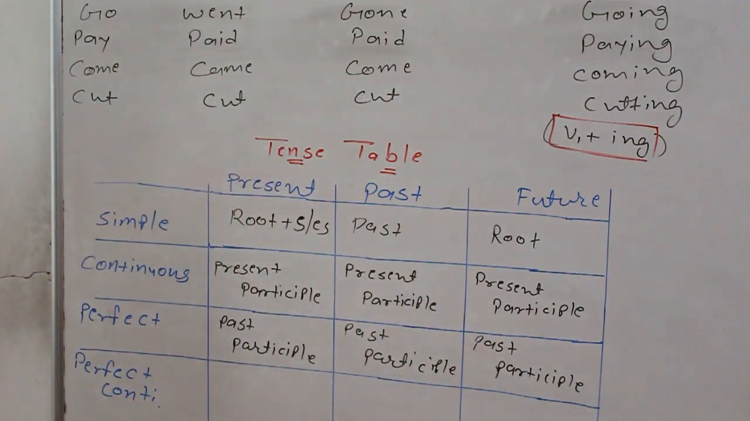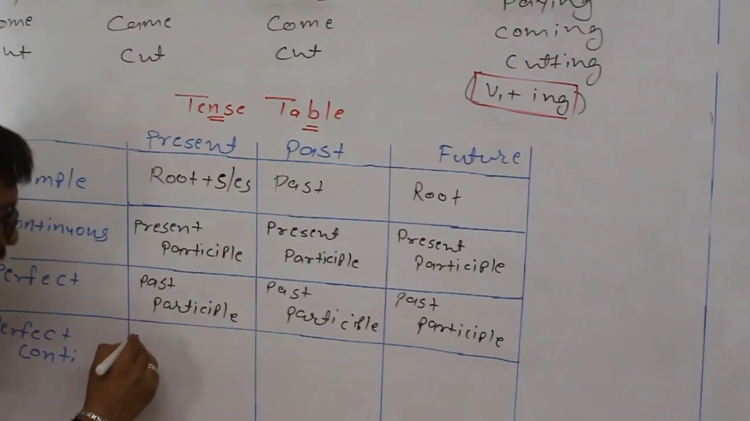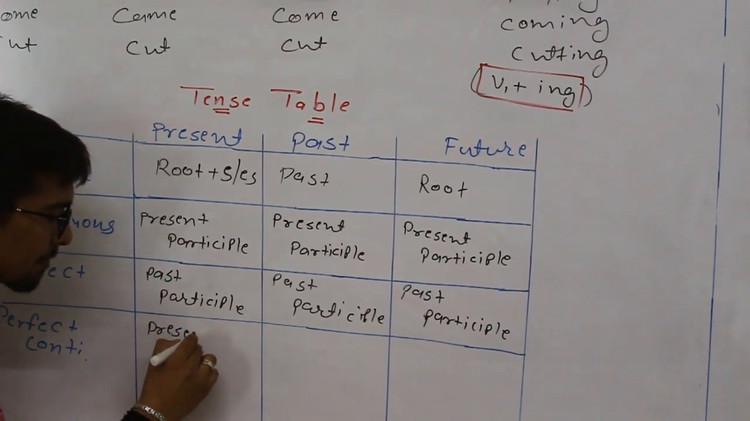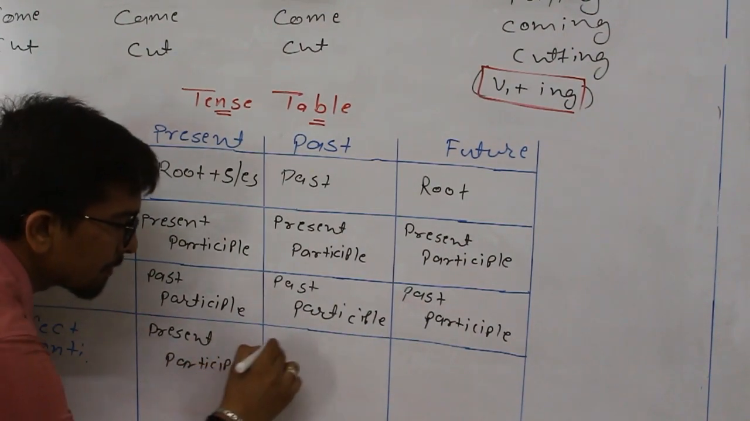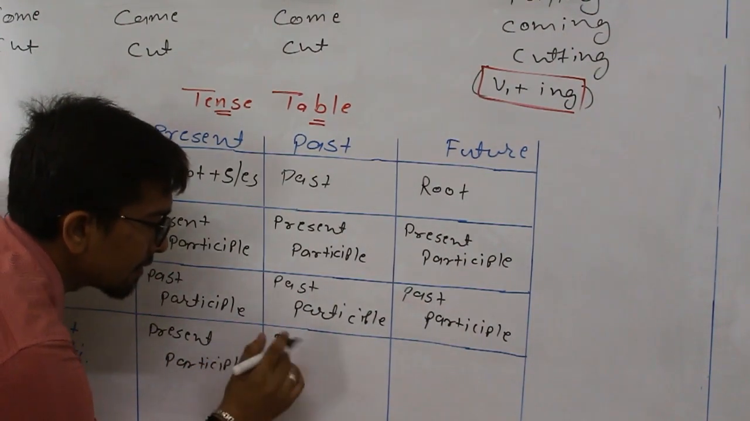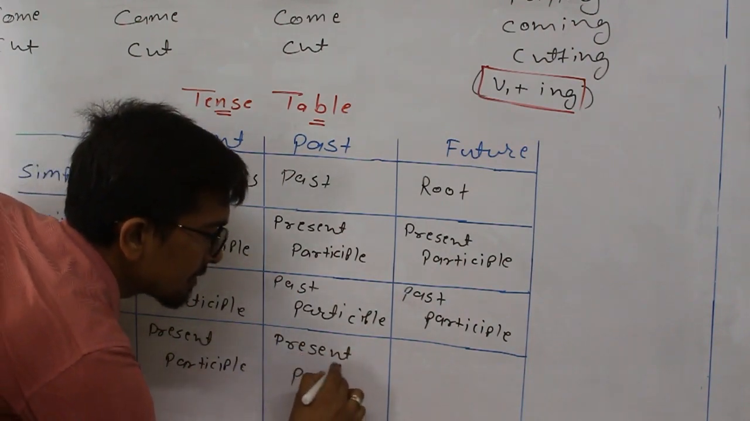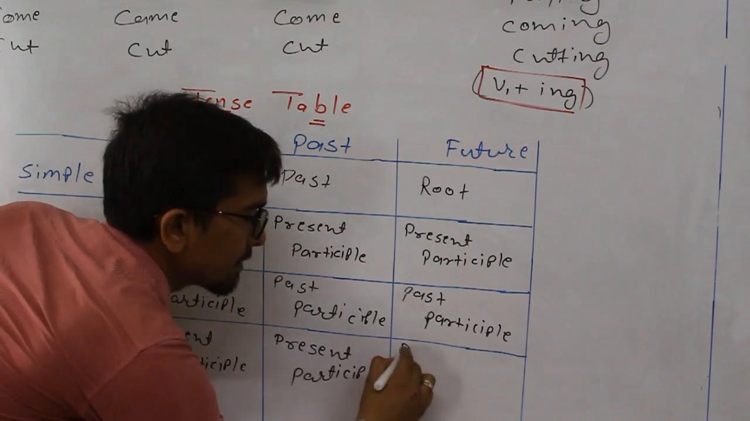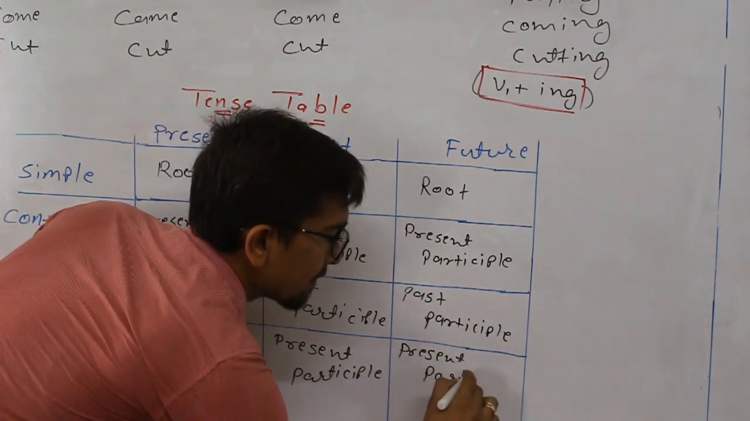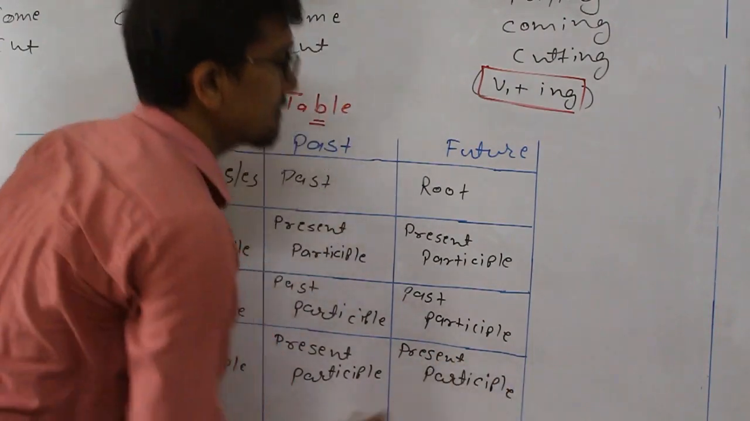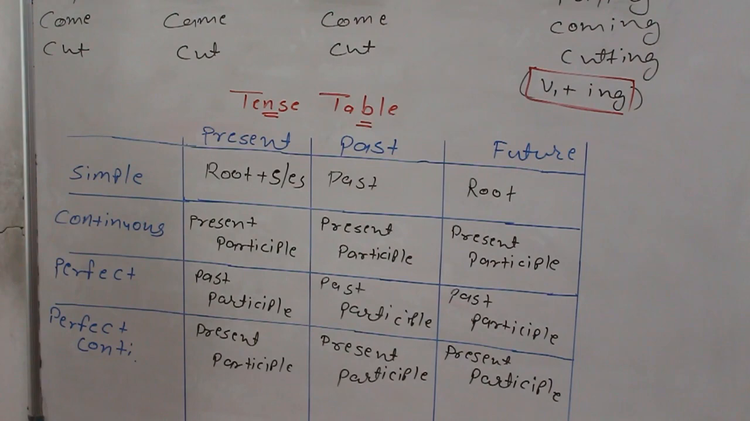So, what do we use with present perfect continuous tense? Again, present participle. Once again, present participle, in the past and future perfect continuous as well. So it is really easy to understand where we can use which kind of verb form.